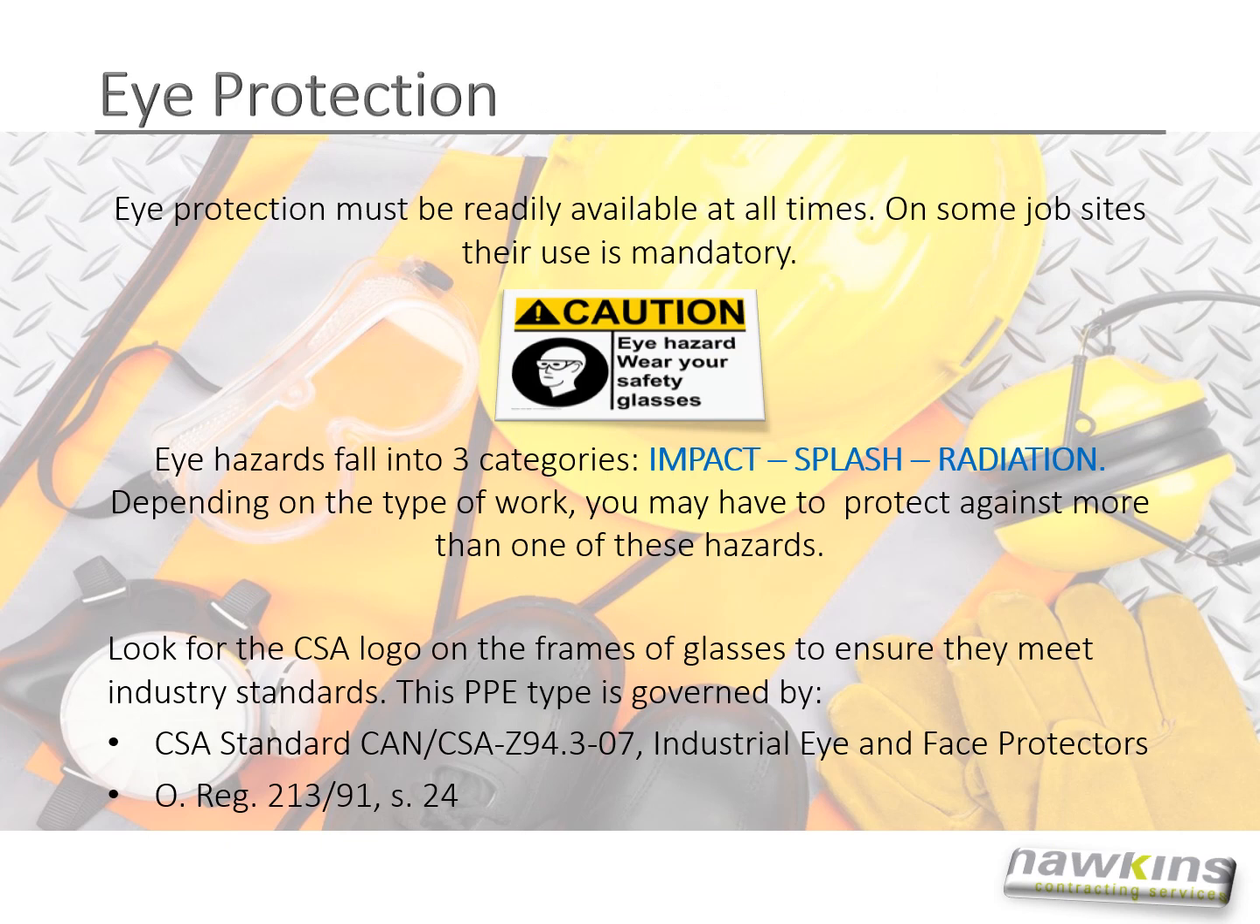Eye protection must be readily available at all times. On some job sites, their use is mandatory. Eye hazards fall into 3 categories: impact, splash, and radiation. Depending on the type of work, you may have to protect against more than one of these hazards. Look for the CSA logo on the frames of glasses to ensure they meet industry standards. This PPE type is governed by CSA standards for industrial eye and face protectors and the Occupational Health and Safety Act as found in Section 24.